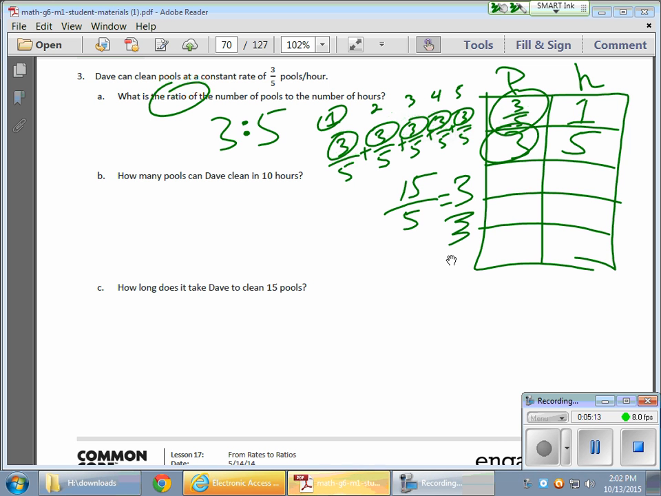So my ratio works in good whole numbers, which is really what I want to work in. I don't really want to work with fractions. If I'm doing 3/5 of a pool per hour, I'm really doing 3 pools in 5 hours. Now, how can I use this? Well, here's how I use this. I can use this chart wonderfully.